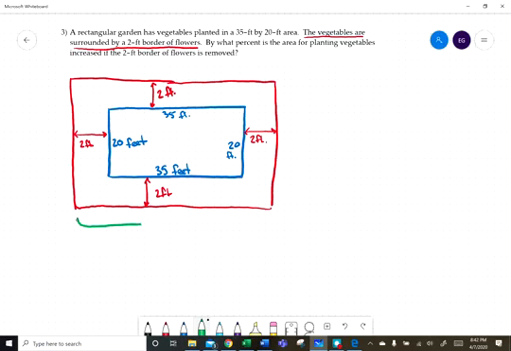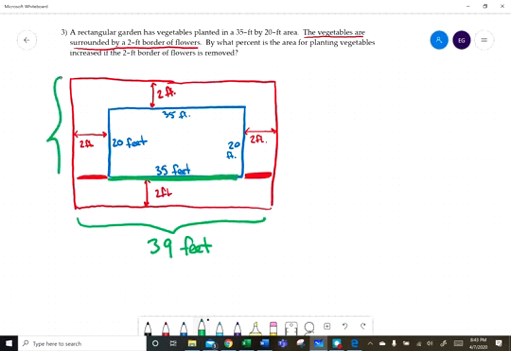So what is the distance from here to here? Well, if we look at this, we have 35 right here. This is 35 feet. Plus we have 2 feet over here, and we have 2 feet over here. So 35 in the middle, 2 feet on the left, 2 feet on the right. So it looks like we have a total of 39 feet. And the same thing in this direction.